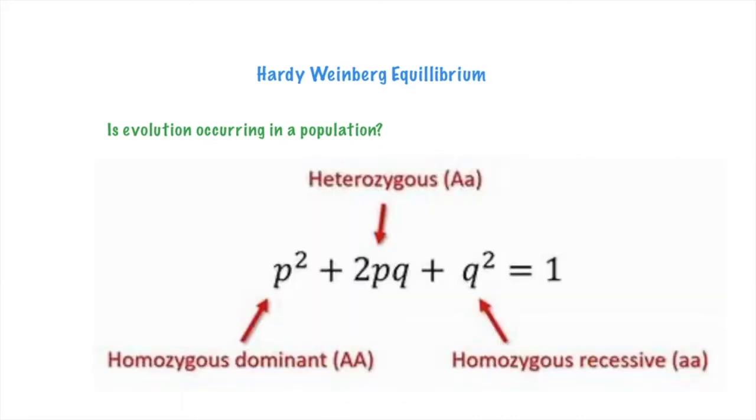Our second formula is a little bit longer: p² + 2pq + q² = 1. Just like p represented the dominant allele, p² is for homozygous dominant individuals, so big A, big A. 2pq represents our heterozygous individuals, big A, little a. And q² represents our homozygous recessive individuals, little a, little a. If we take the percentages of all the individuals in a population and change that into a decimal, it should ideally equal 1, or as close as possible.